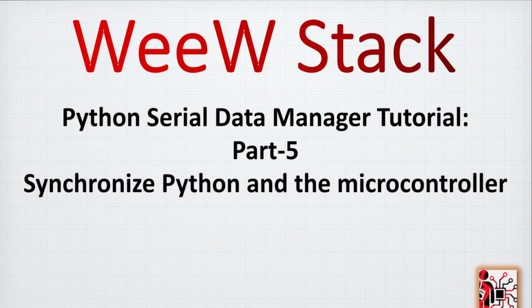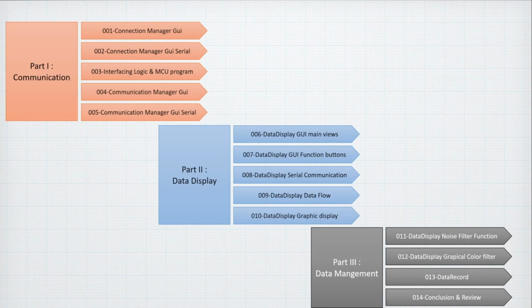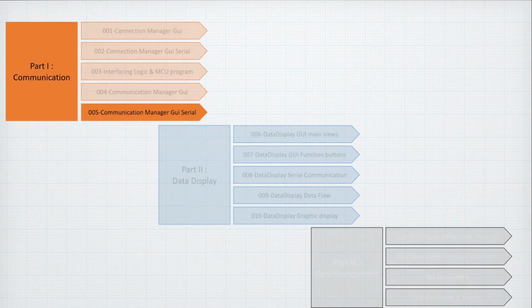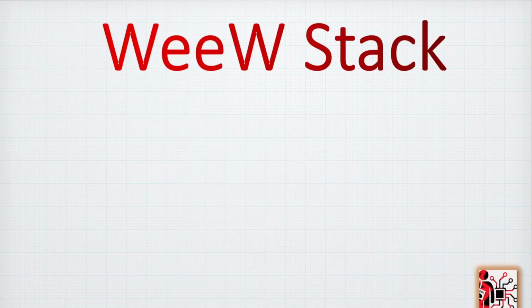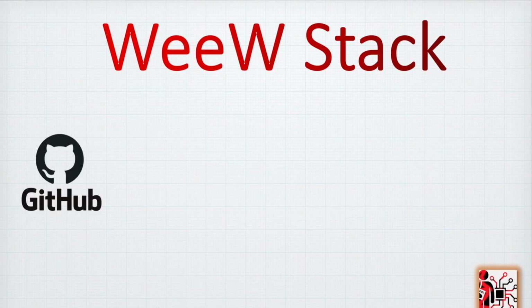This video will be focusing on synchronizing Python with the microcontroller. From the tutorial perspective, this is video number 5, where we are going to complete the serial side of the communication manager user interface. And by that, we can complete the whole part 1 of the tutorial for the communication side. All the code is available on GitHub. You just have to focus on this video, understand what's going on, and then download it and play with the code as you want.